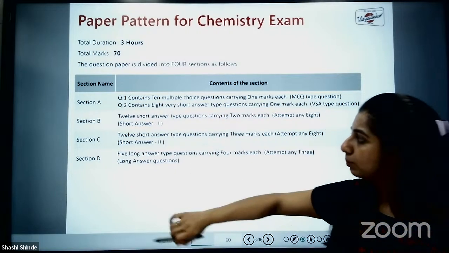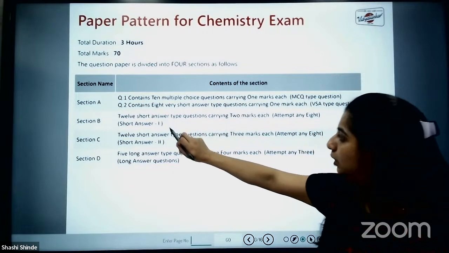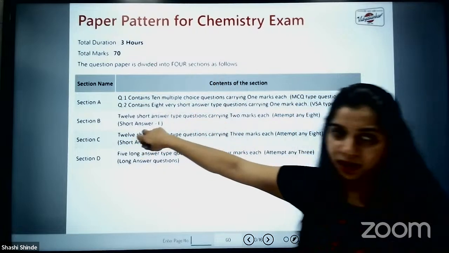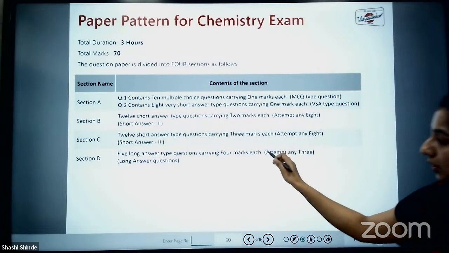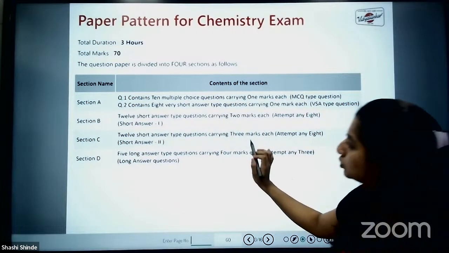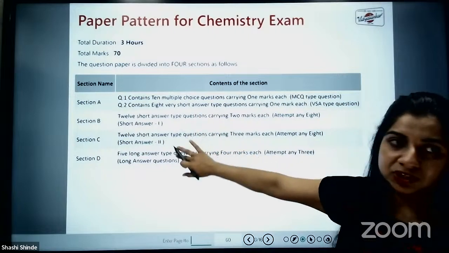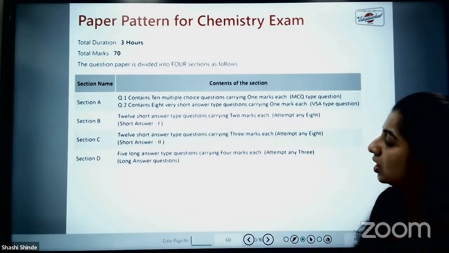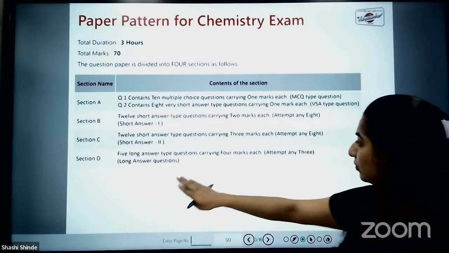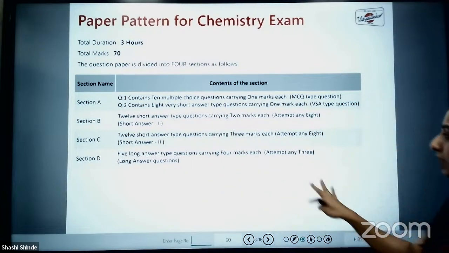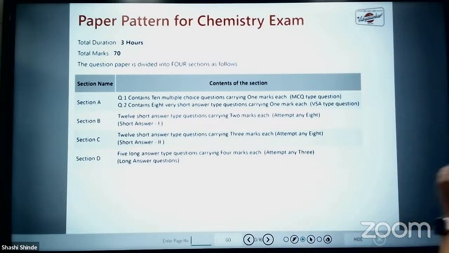Then we have section B wherein we have total 8 questions to be solved out of 12. Then in section C we again have to solve 8 questions out of 12. Section B is 2 marks each. Section C is 3 marks each. Then we have section D with 5 questions, out of which we have to just solve 3 questions. Each will carry 4 marks. So we'll see details about it.